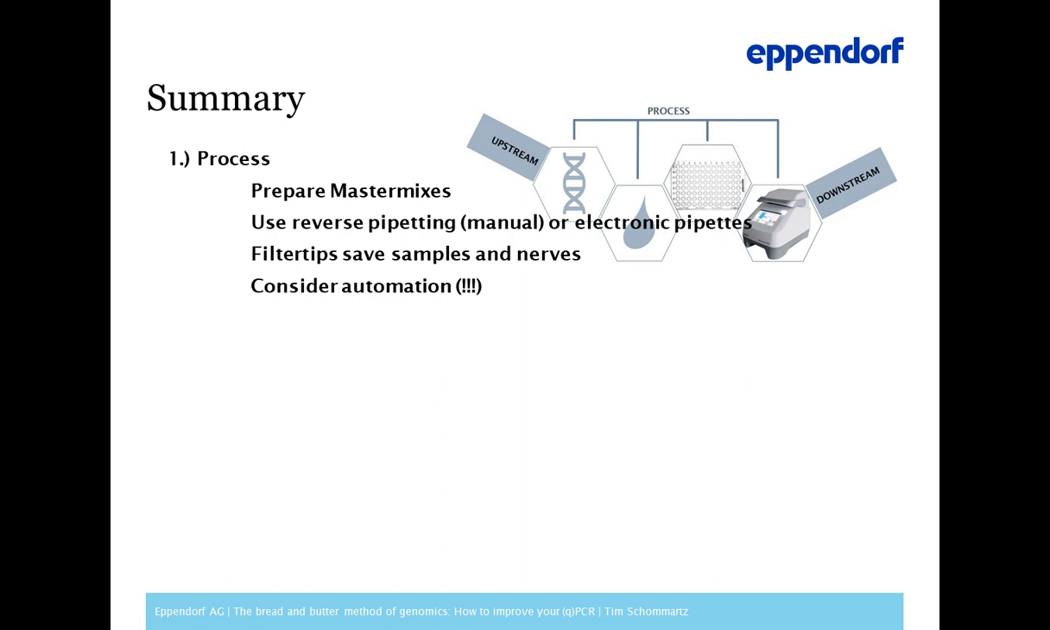If you use manual pipettes, I would recommend to get yourself familiar with the technique of reverse pipetting, or switch to electronic pipettes. They make life much easier. Filter tips can save samples and nerves. And of course, I would always recommend to consider automation. Take a look at automation, think about it. Once you have it, you will never give it away, I promise.